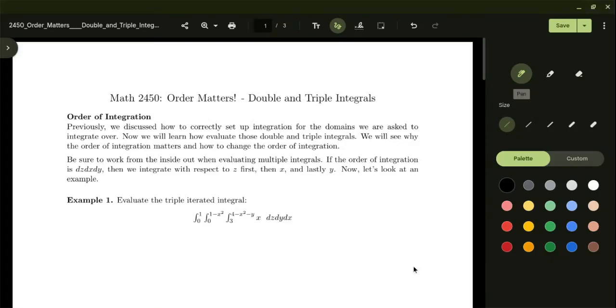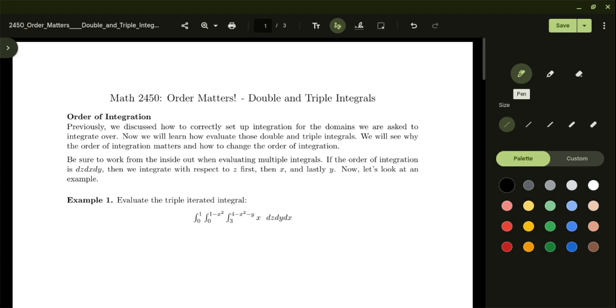Hi everyone! In this video, we're going to be looking at the order of integration for double and triple integrals. We've done integration before in Calculus 2 and Calculus 1 just a little bit. And then also in a previous resource, I talked about double and triple integrals and how we set up the integration bounds for the domains that we're asked to integrate over. But now we're actually going to learn how to evaluate those double and triple integrals.